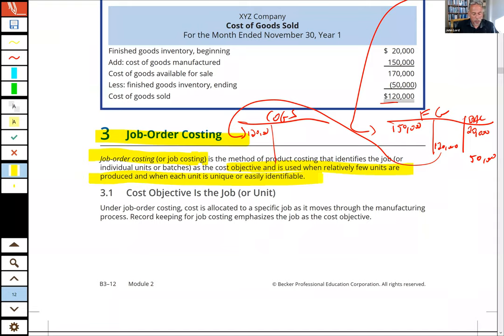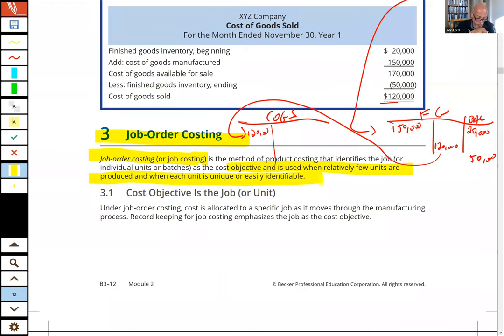We're also going to talk about process costing. With process costing, we're developing homogeneous goods. We're developing cornflakes. Every box of cornflakes is exactly the same. Sometimes people say, well, what if it's frosted flakes? Well, that's a different batch, a different type of cornflake, but every box of the regular unfrosted cornflakes should be exactly the same. That's process costing. We use a process costing system for that. But things that we're building to specifications, we call job order costing.